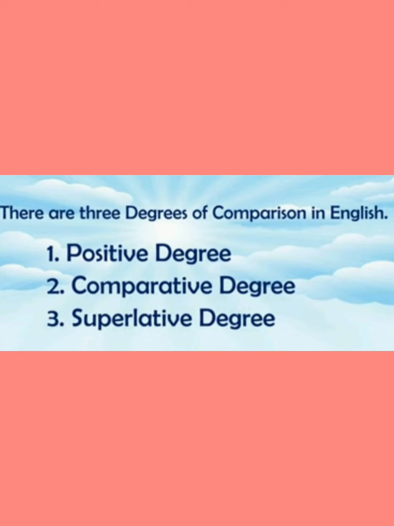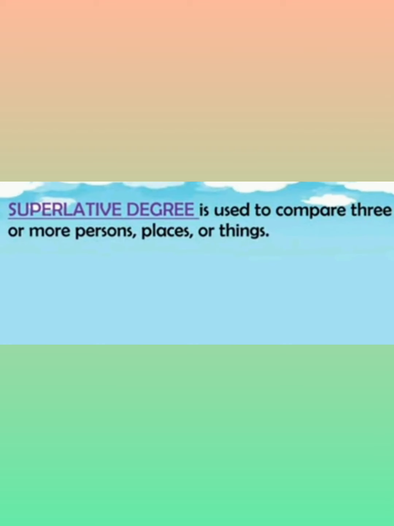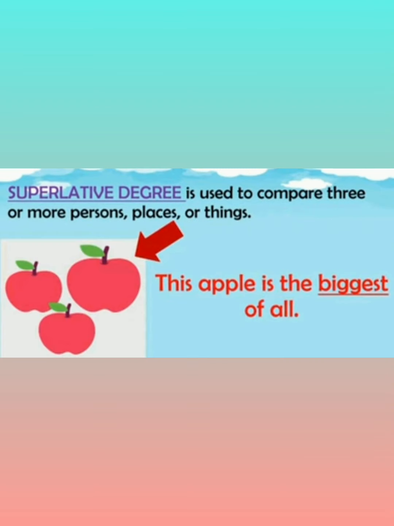Now, the third degree of comparison of adjective is the superlative degree. Superlative degree is used to compare three or more persons, places, or things. For example, this apple is the biggest of all. The three forms of degrees of comparison for the adjective big are big, bigger, biggest. So here we have used the superlative degree, that is the biggest.